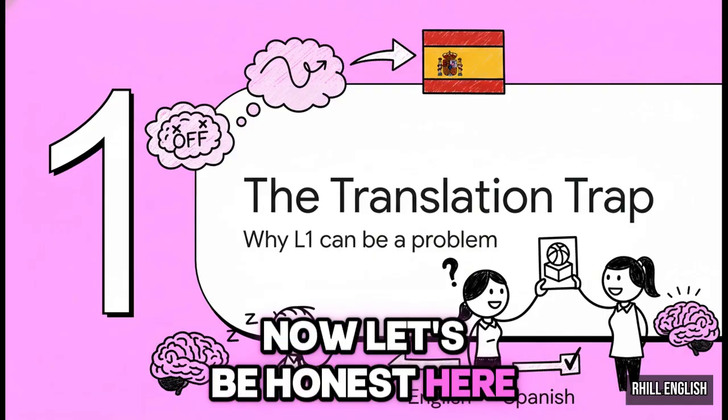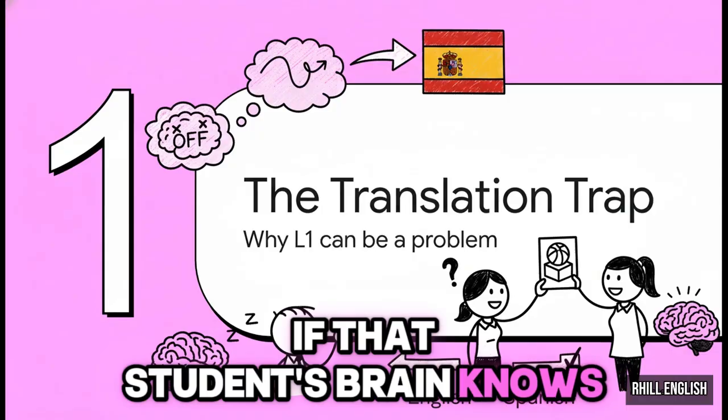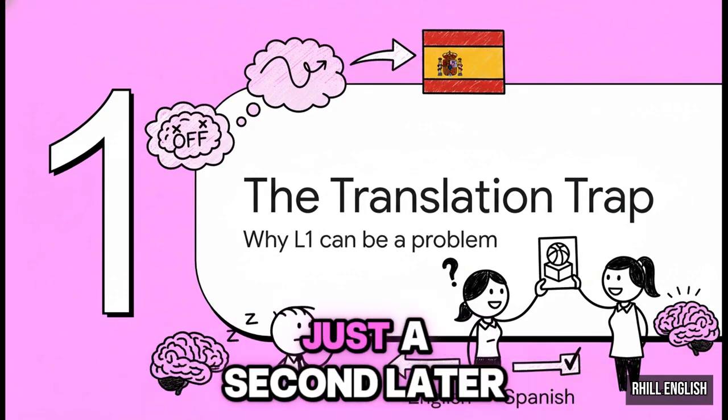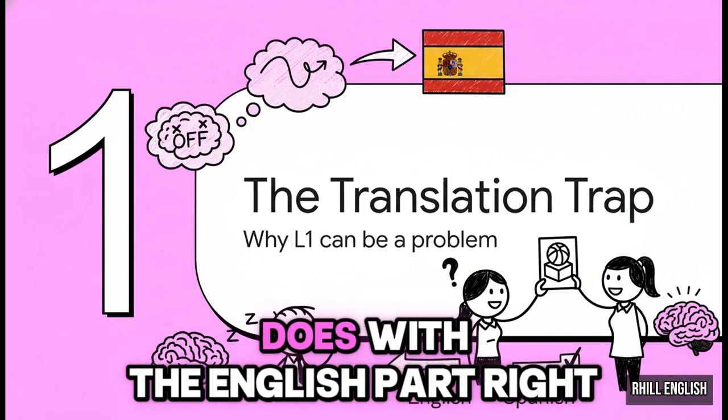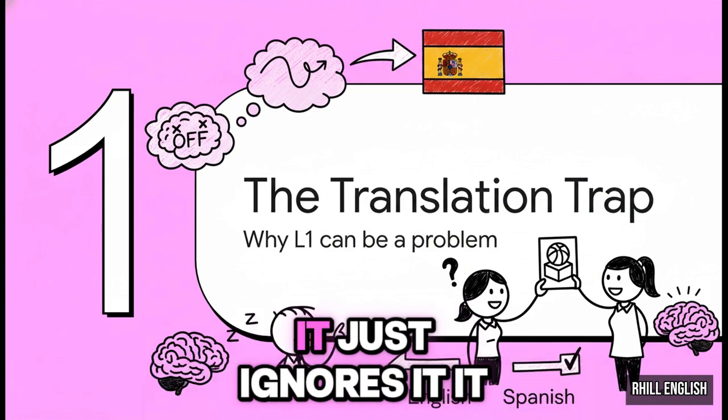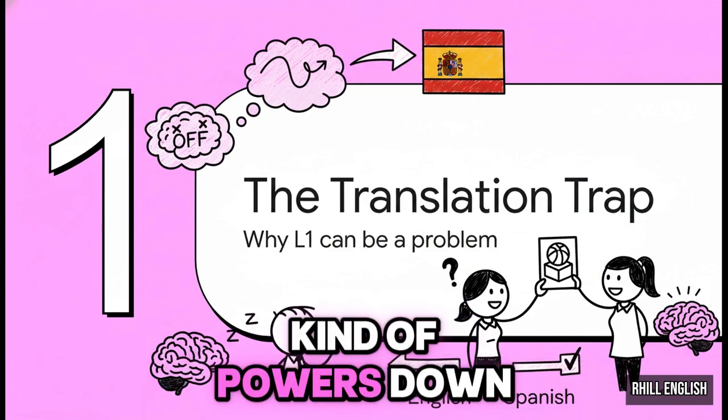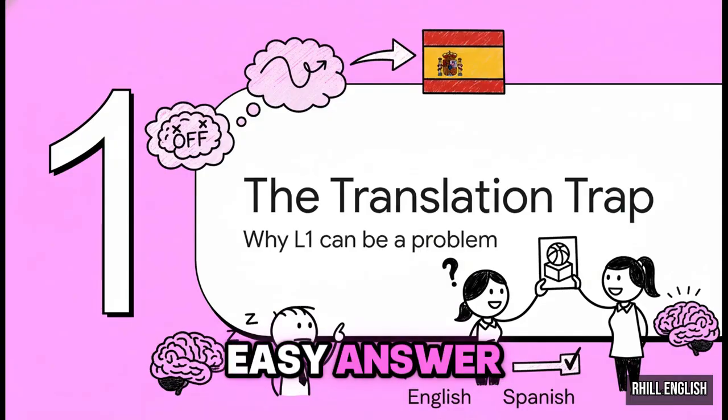Now, let's be honest here. If that student's brain knows the Spanish translation is coming just a second later, what do you think it does with the English part? Right, it just ignores it. It kind of powers down and just waits for the easy answer.